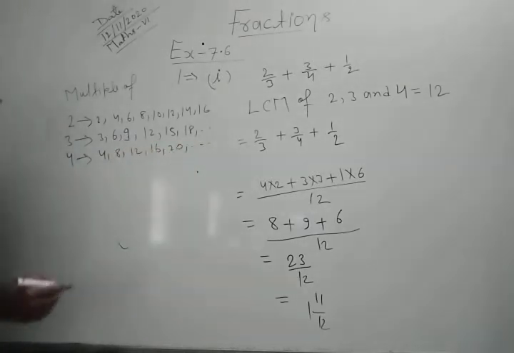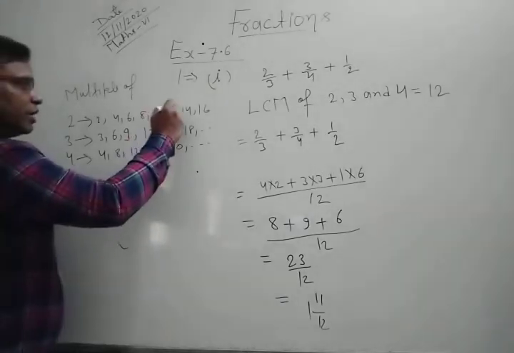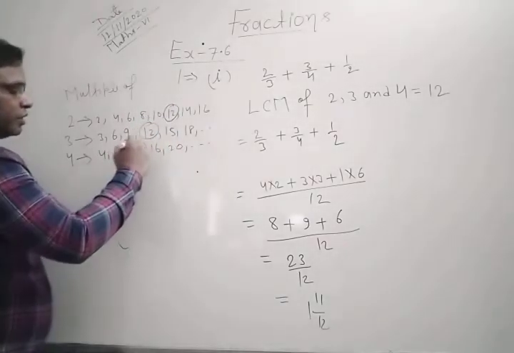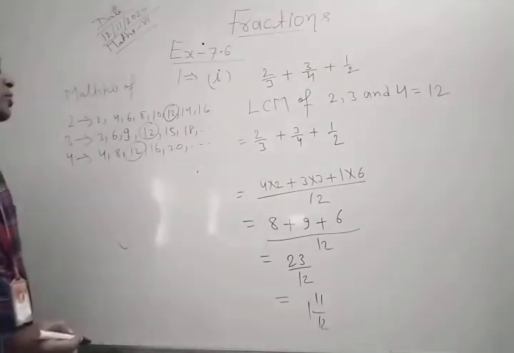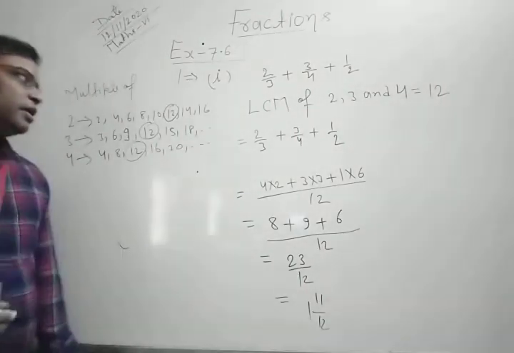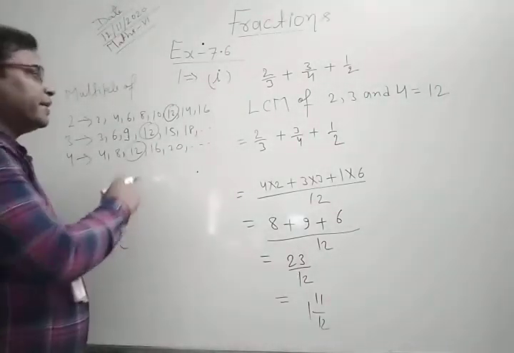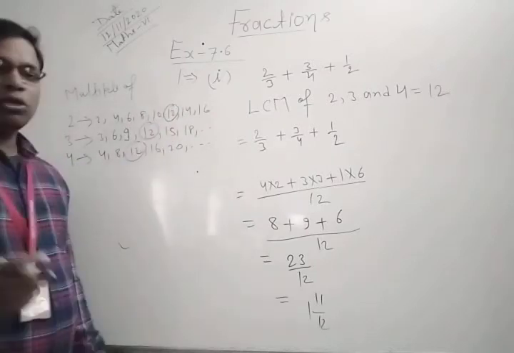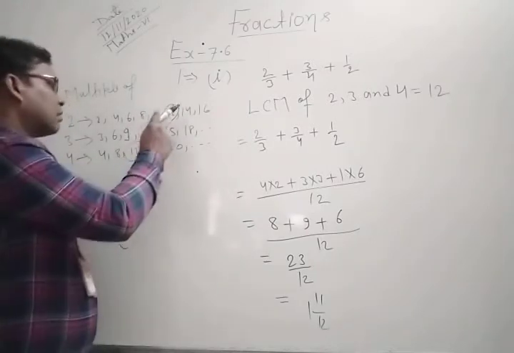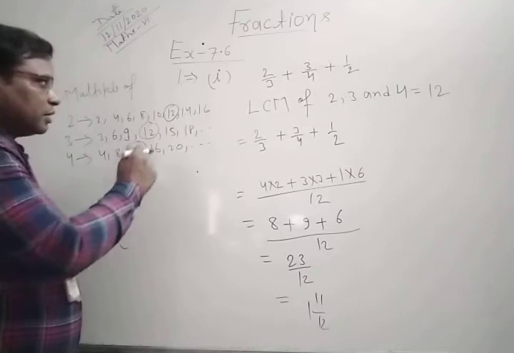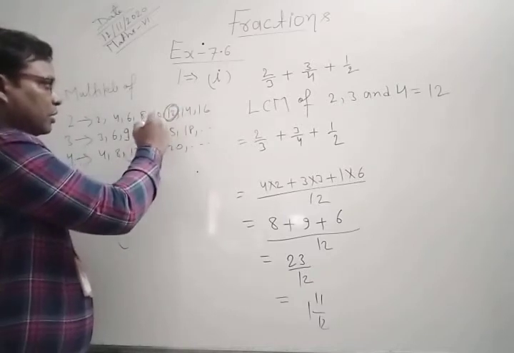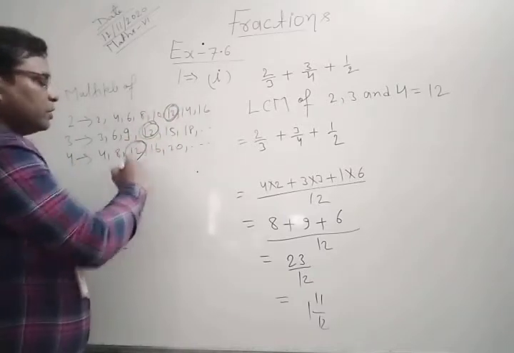So what is the common multiple? You can see 12 is here, 12 is here, 12 is here. The common multiple between them is 12. This becomes the LCM. LCM is the lowest common multiple. So here the common multiple you can see is 12. The lowest common multiple of 2, 3 and 4 is 12.